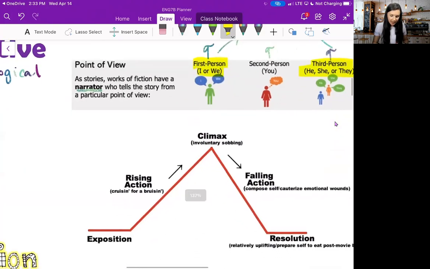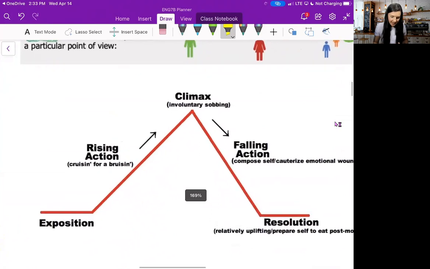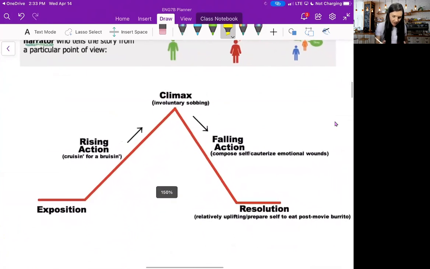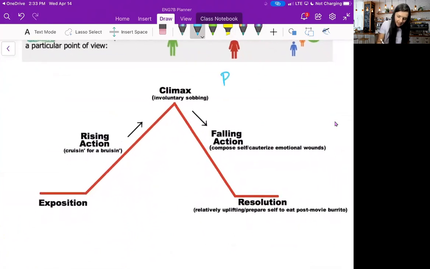Okay, and we also were talking about beginning, middle, and end. Now, this may look familiar to you. This is called a plot diagram, okay? Or you may have heard it called Freytag's pyramid. There are a bunch of different words for it, but essentially it walks you through the different parts of a story, okay? So you might have written a fictional narrative before, a fictional story before.